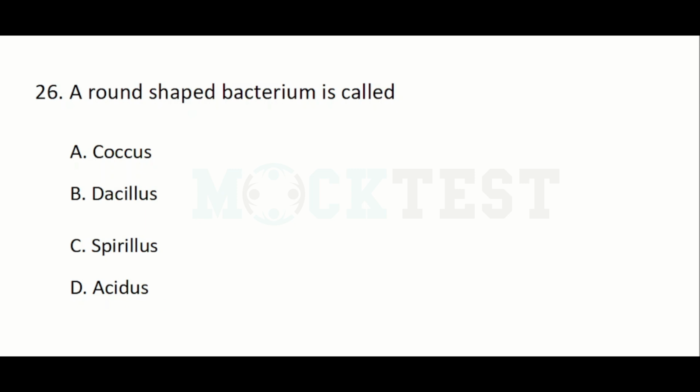A round shaped bacterium is called option A coccus, option B bacillus, option C spirillus, option D acidus. A round shaped bacterium is called coccus.